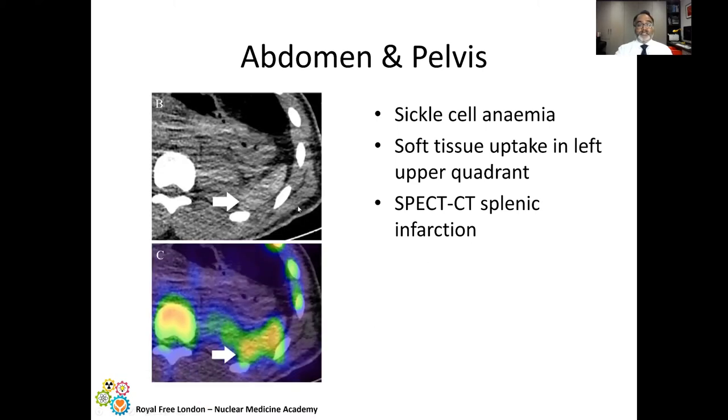So on the SPECT CT, the spleen itself is much smaller than normal. It's hyperdense on the CT because of the infarction and microcalcification, and also it takes up tracer.